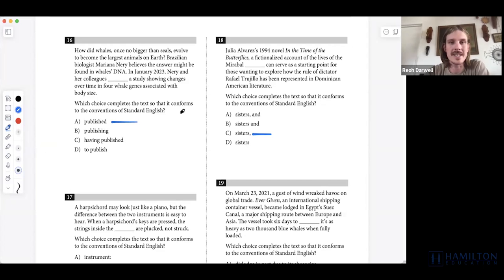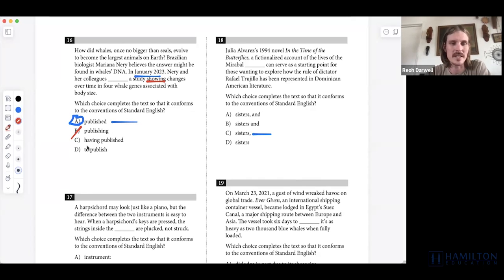We're looking to understand the tense of publish, right? To publish needs to be conjugated into the proper tense. You see that this is in the past, therefore we're going to go with the past tense. Publishing is something that's ongoing, but this is finished, right? You might be enticed by, oh, look, it says showing, therefore it needs to be publishing, right?